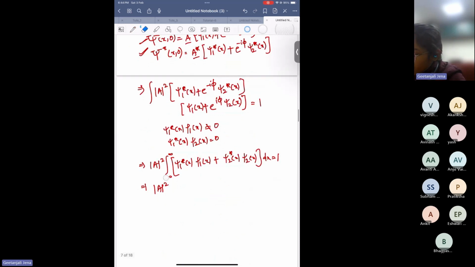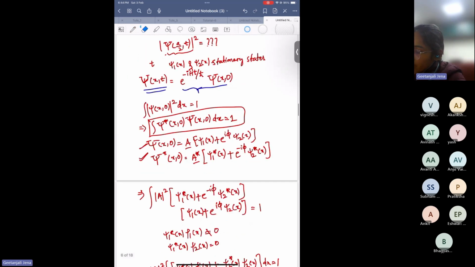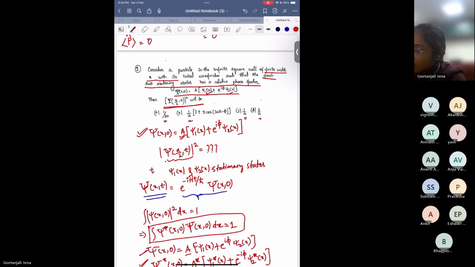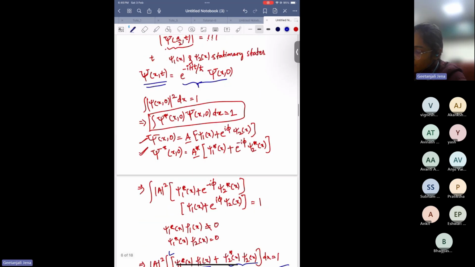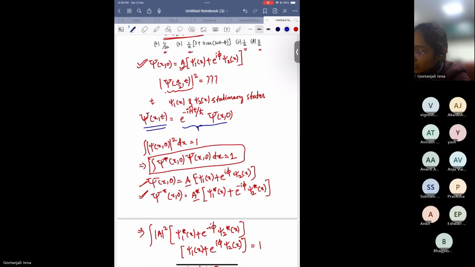If you assume that the particle is confined in a 1D potential well, let's just take it to be from 0 to L. In this potential well, this term will give 1 and this term will give 1. So |A|² times 2 equals 1, so A is nothing but 1 by root 2. This is the value of the normalization constant. So remember this equation.